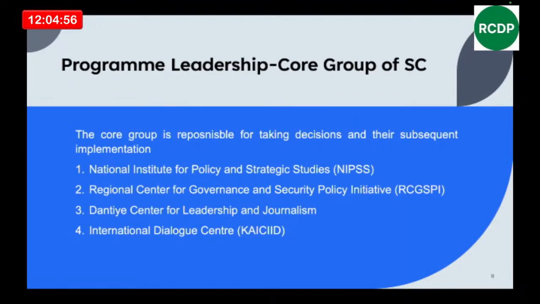And now we have, in the next slide, what we have outlined as the core group of the steering committee. These are the four partners that form the consortium implementing the project here today. So this is the National Institute for Policy and Strategic Studies, NIPSS, you've heard of extensively at this point, the Regional Center for Governance and Security Policy Initiative, as well as the Banting Center for Leadership and Journalism, and ourselves at CAICID.